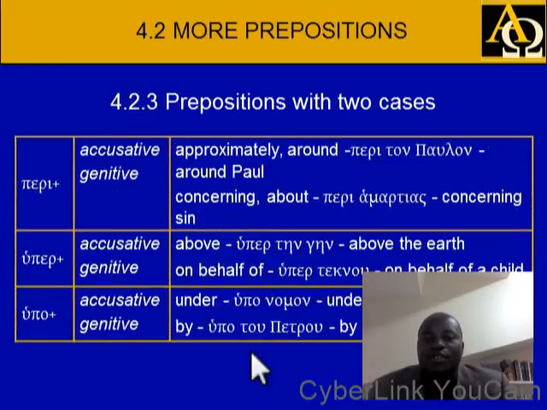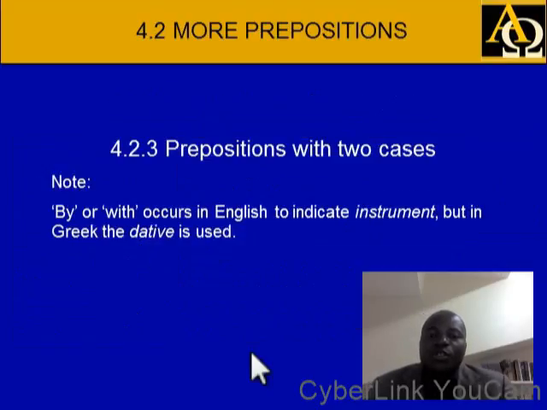Peri plus accusative, approximately around. Peri plus genitive, concerning, about. Hupo plus accusative is under. Hupo plus genitive is by. So prepositions with two cases. By or with occurs in English to indicate instrument, but in Greek the dative is used.